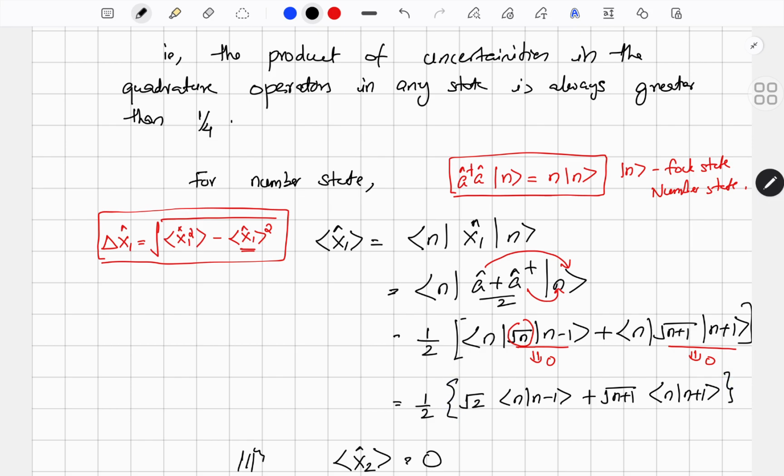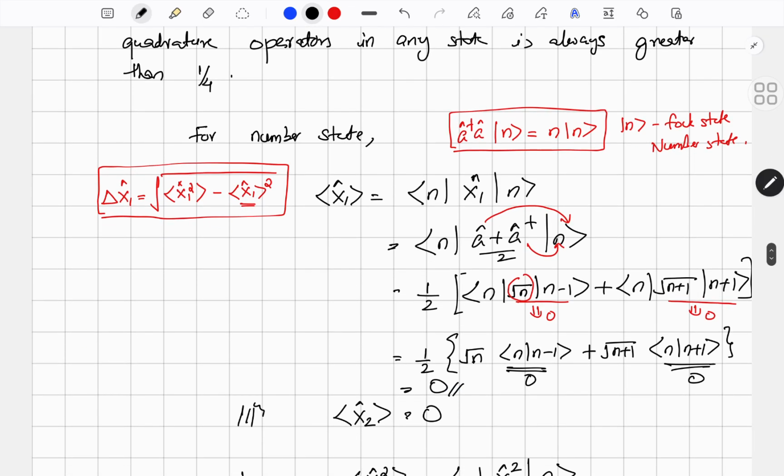Okay, not root 2, this would be root n. Now, the ket n minus 1 and bra n are orthogonal, so this inner product must be 0, and this inner product must also be 0, and hence the expectation value of x1 must be 0. Similarly, I can easily show that the expectation value of x2 is also 0 for the number state.